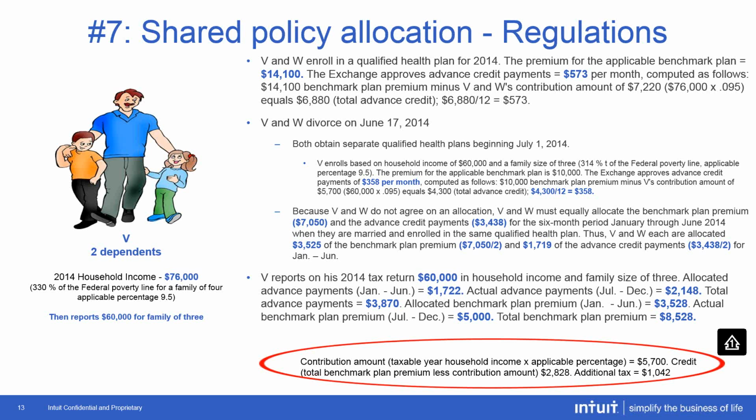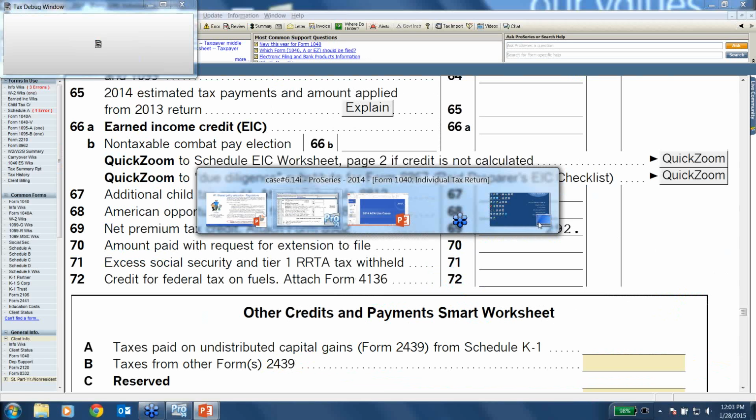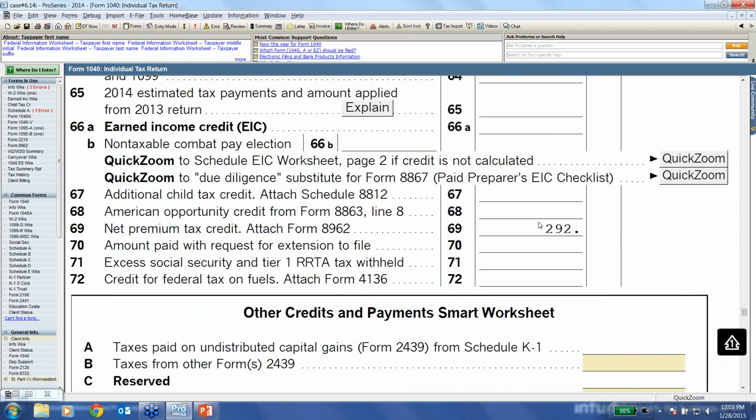A lot of facts I threw at you, but you can review those in your deck, but then we'll go and see what the input and the output looks like within product. And I just took V's tax return here. I didn't do an example on W, but it would mirror similar results and inputs.